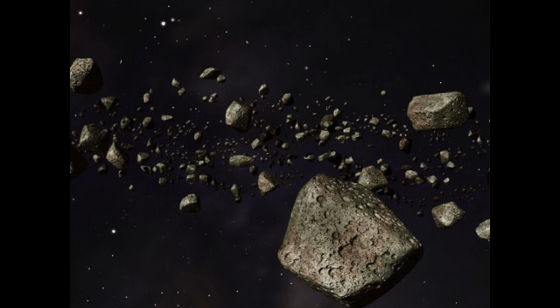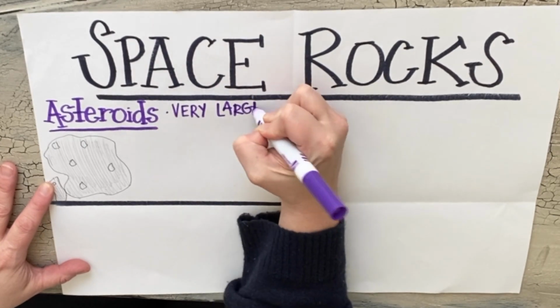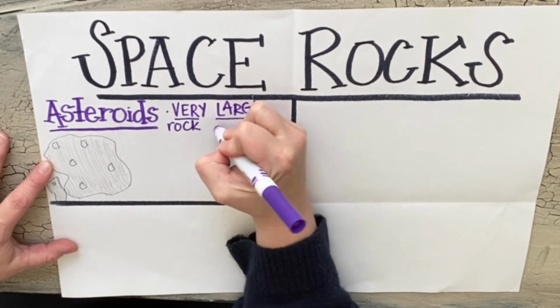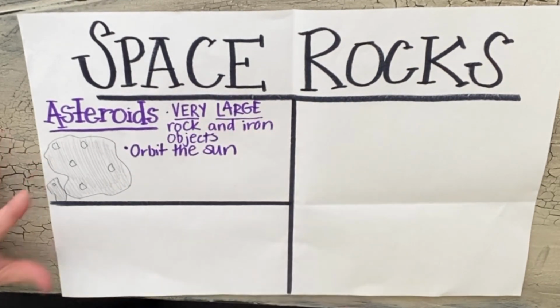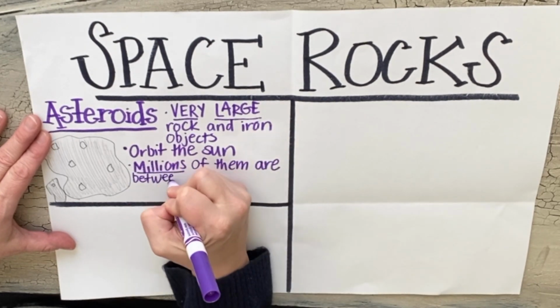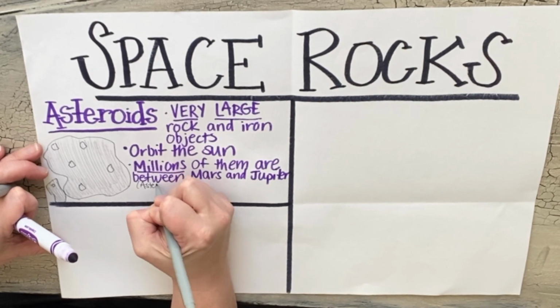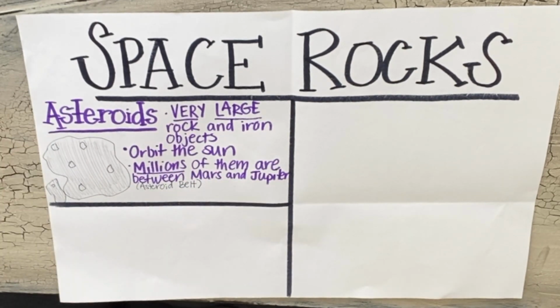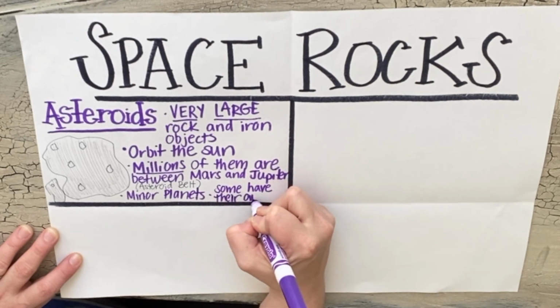Well, I remember that they are very large, and they are rock and iron objects. That means they're made of rock and made of iron. They orbit the sun, and we have millions of them between Mars and Jupiter. Remember, that's called our asteroid belt. And asteroids are also what we call minor planets. Some even have their own moons. Wow.